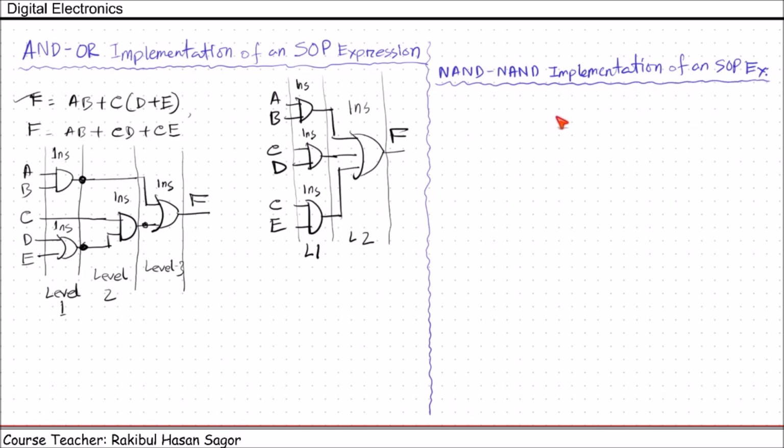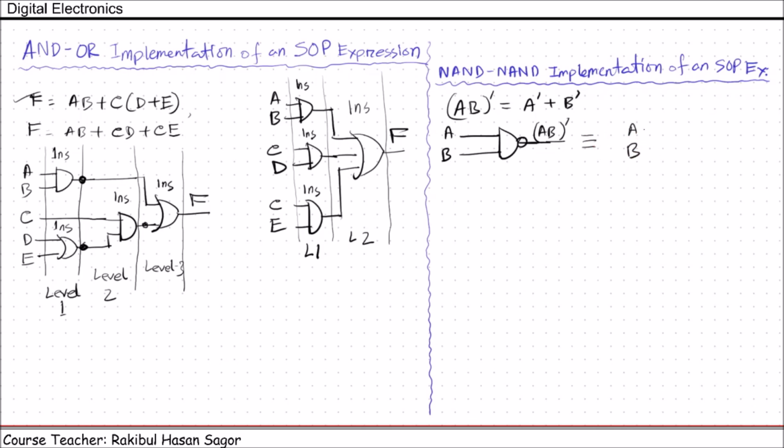Using De Morgan's theorem, we know (AB)' can be written as A' + B'. Now, if we have a function like this, (AB)', this bubble will make it whole prime. So this is (AB)'. This can be written in this format.